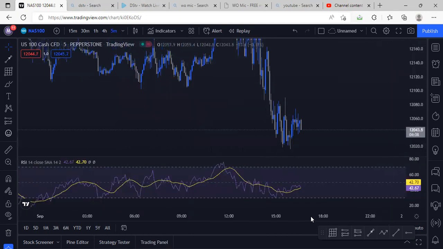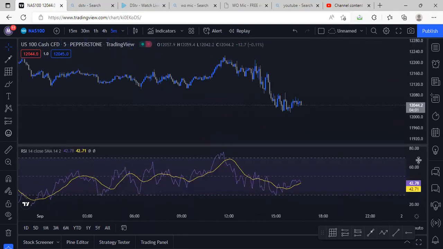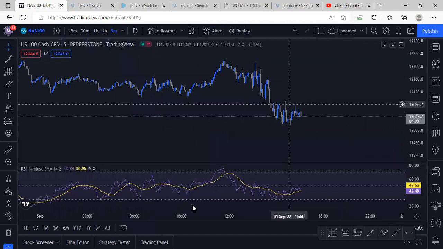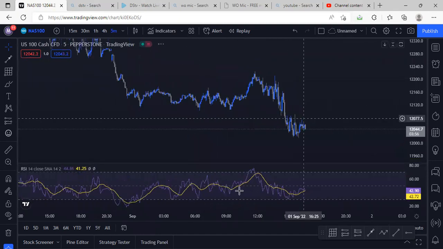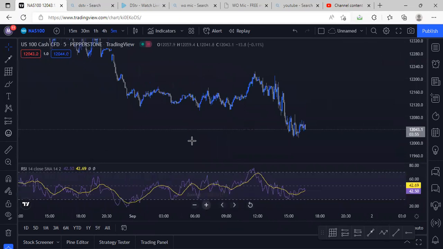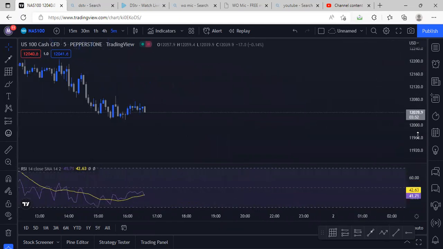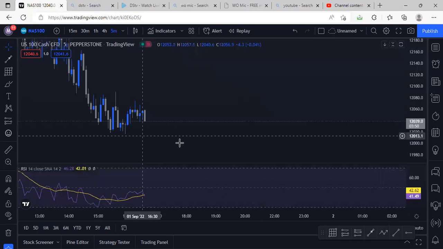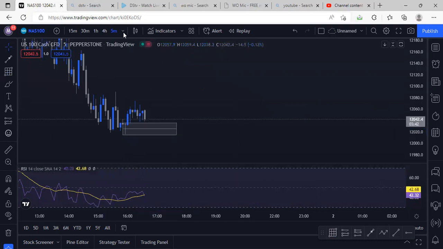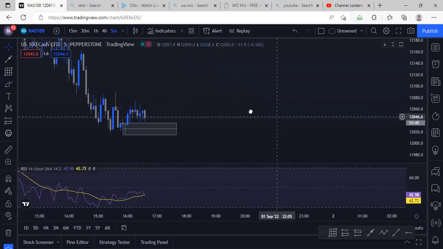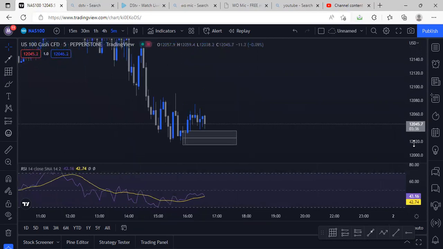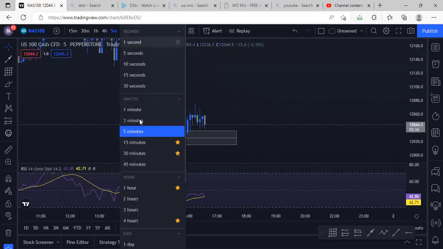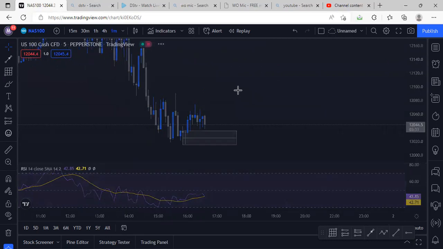Let me just remove this right here. Maybe you could just go to M5 and draw your support and resistance levels, the ones you can find currently on the price. As you can see right now, the market is heading to this other block right here, which we can treat as the support level. After finding your support level, you go back to the 1 minute chart time frame.